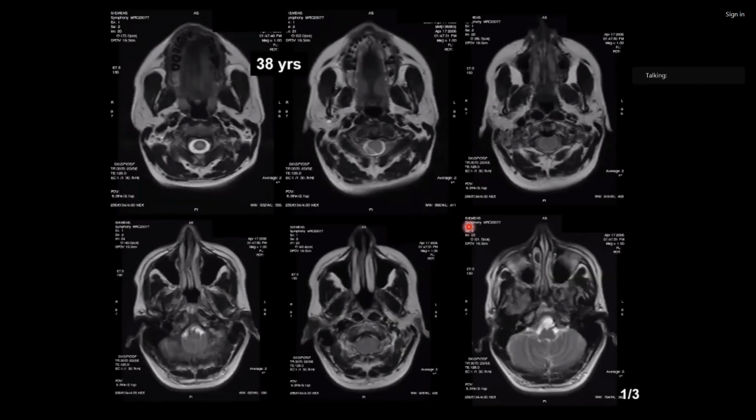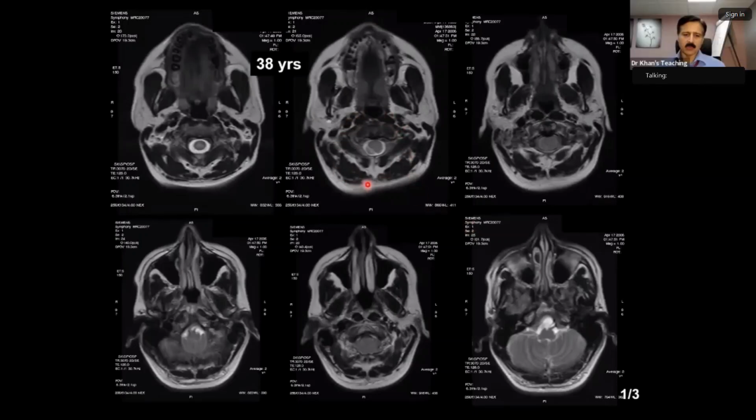So in this 38-year-old patient's MRI brain, concentrating on the posterior fossa, I think there's some crowding of the foramen magnum, especially in the bottom left and bottom center images. I can't see much CSF. So what is happening here? What is your impression here? You have picked up the finding very well.